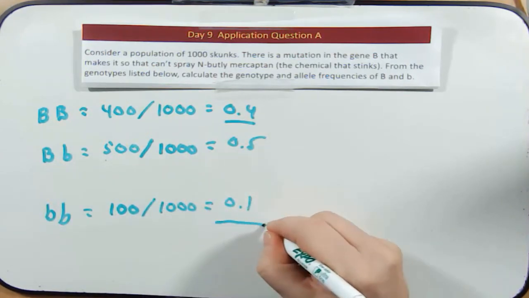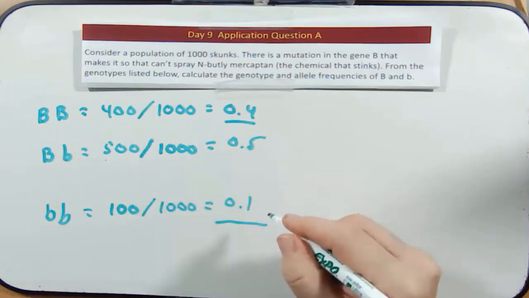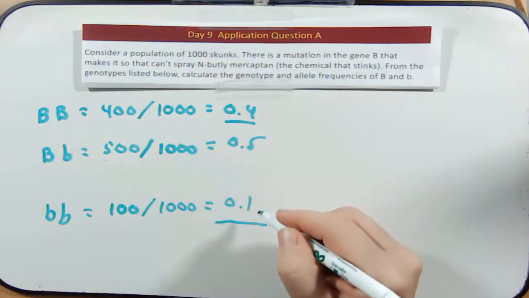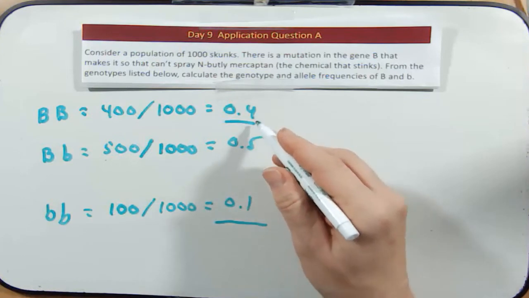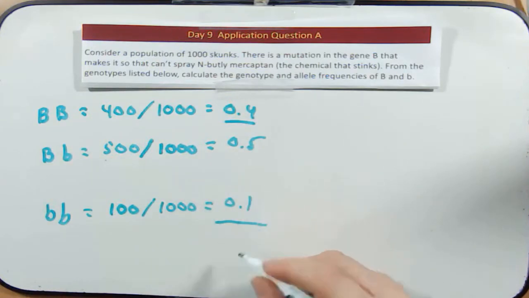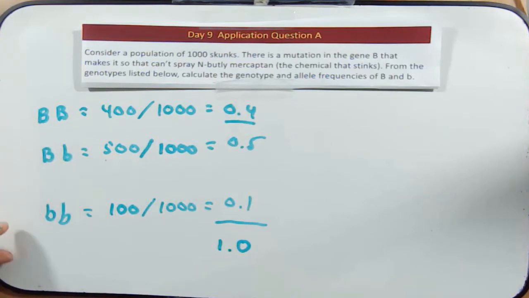And as I've said, make sure you add these up because I always make simple little math errors, and so I want to make sure that this adds up to 1. So 0.4 plus 0.5 plus 0.1 is equal to 1.0. So these are our genotype frequencies. Now let's calculate our allele frequencies.